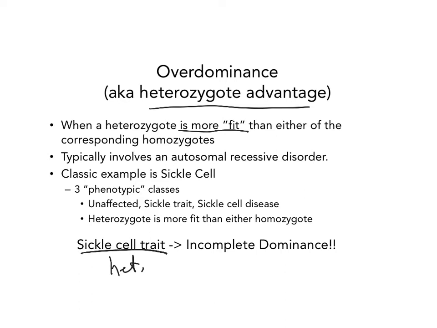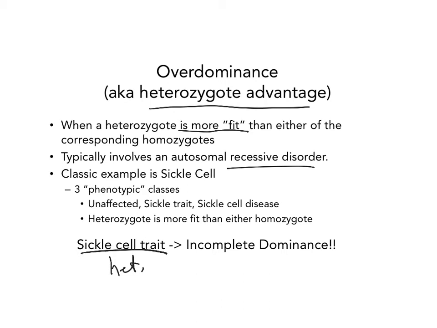Typically, overdominance involves autosomal recessive disorders, and in this situation with sickle cell, individuals that are affected, i.e. homozygous for that mutated allele, are producing an abnormal form of hemoglobin. So this is actually, I think, the beta globin molecule. That's typically the one that's involved with this.